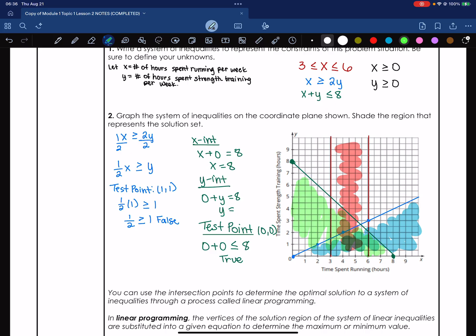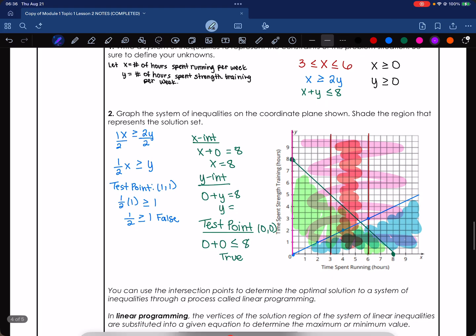Okay. And then lastly, we have our two restrictions that cause us to be in the first quadrant. So x being greater than or equal to 0 would be here. And that would allow me to shade all of this area. And then y being greater than or equal to 0 would be here. And I would shade all above that.